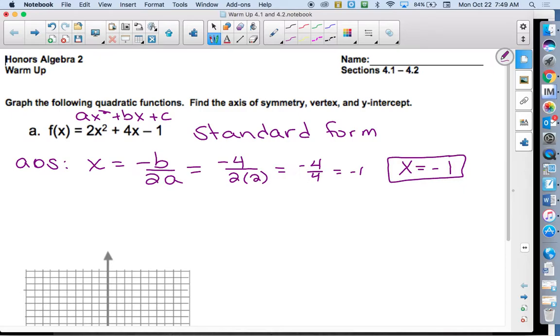The next thing we would want to find would be the vertex. And the axis of symmetry is always the x value of the vertex, no matter what form we're in. So when you have the axis of symmetry, it's also the x value of the vertex. And just like we did for the previous problem, once you know x, you plug x in to find y.